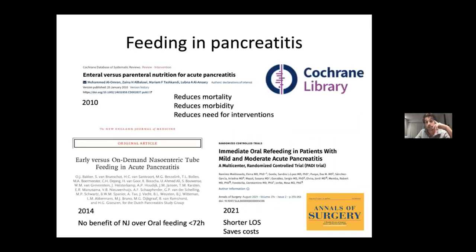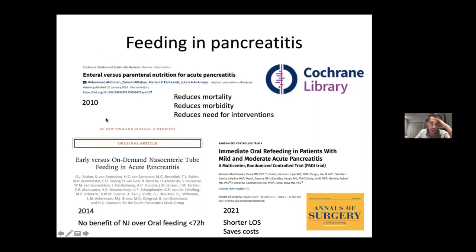On the feeding of pancreatitis. In the old days, they thought patients needed pancreatic rest. They should not have their pancreas irritated more by having food passing and stimulating the pancreatic enzymes even more. But this has all proven to be nonsense. There was a Cochrane review where they compared several studies that looked at enteral versus parenteral feeding, and people having enteral feeding had reduced mortality, reduced morbidity, and less need for interventions.